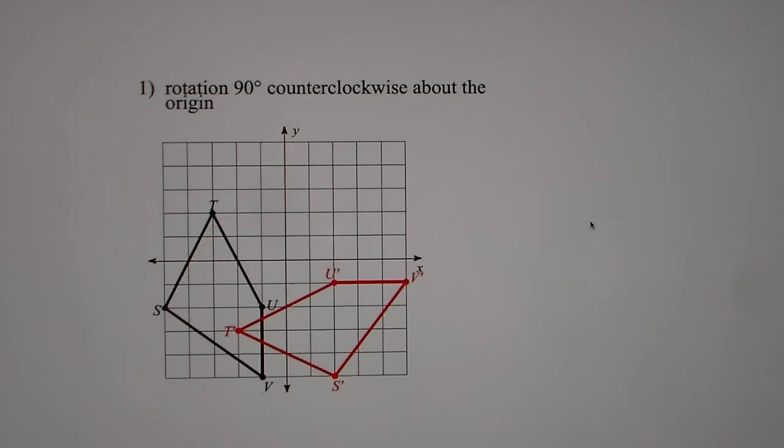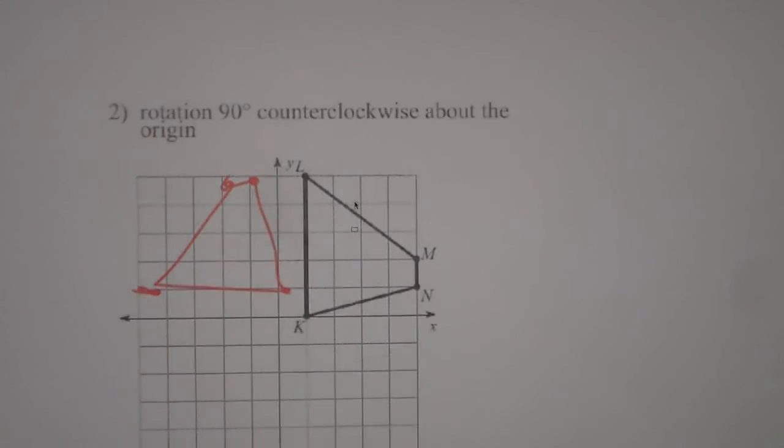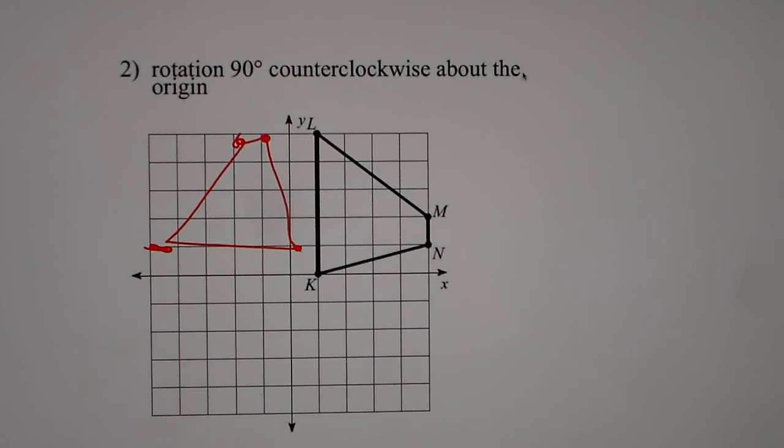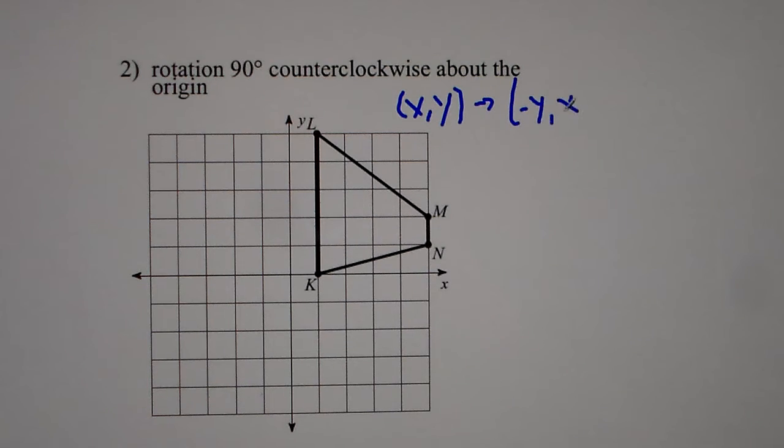This is a prettier picture of it. Alright, let's look at number 2 here. Let's rotate this black trapezoid 90 degrees counterclockwise. So it's the same formula. So (x, y) goes to (negative y, x).